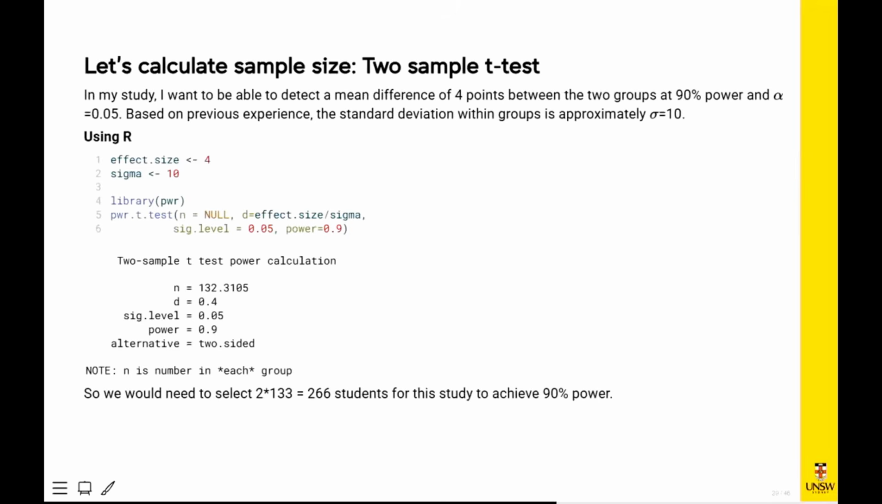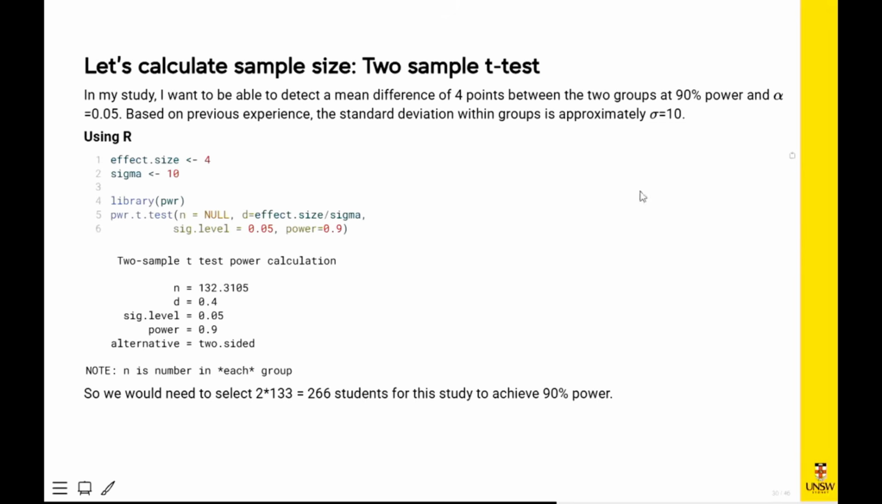So if we were doing this in R, I want to be able to detect a mean difference of 4 points between two groups at 90% power, alpha of 0.05, and apparently it's 10, not 7. So okay, with an effect size of 4 and a sigma of 10. I forgot to change it on the earlier slide. Apologies about that.